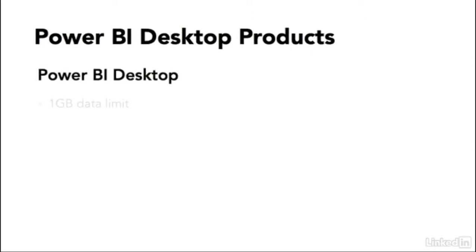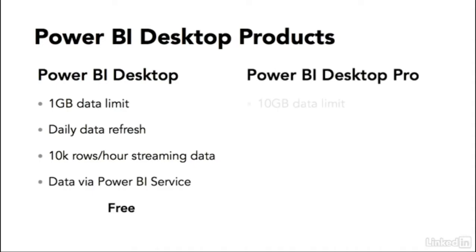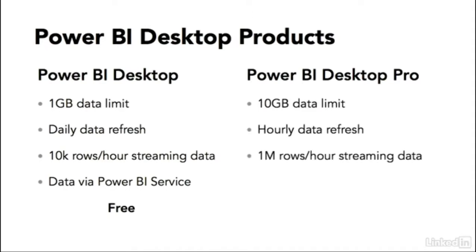Power BI Desktop has a 1 gigabyte data limit. The data is refreshed daily. And if you are using streaming or live data, you can pull down 10,000 rows an hour using the Power BI service. Power BI Desktop Pro is a pay-for-play product, $10 or so a month. It has a 10 gigabyte data limit, hourly data refresh, and 1 million rows streaming an hour. So you see, this is a real workhorse. And you can create direct interactive connections to your data as well as having your data served by the Power BI service. Power BI Desktop is free.